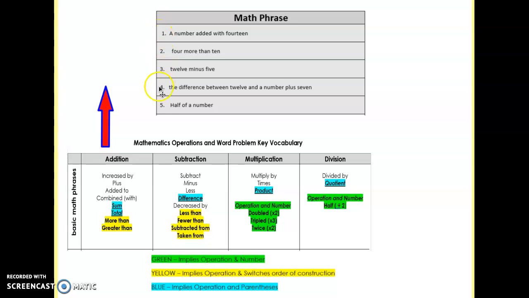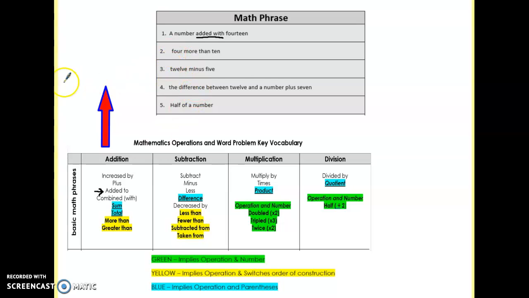So let's take a look at the first 5 examples. Number 1 says a number added with 14. So the first thing you want to do is take a look for the key word. Here's my key word, added with. If I look at my key chart, here it is, added to. Now added to, added with, very similar in nature. So that is just a basic word that would mean addition. We don't need to do anything fancy. So no highlighting for number 1. It may look like you didn't do anything. You're just simply not highlighting it.